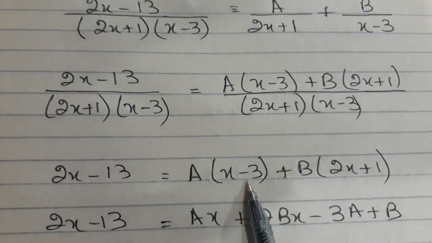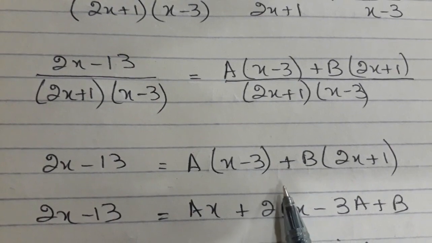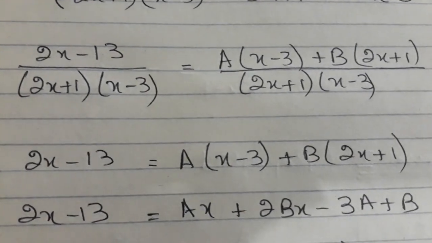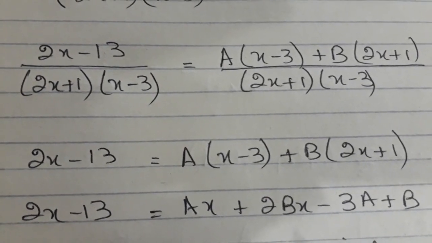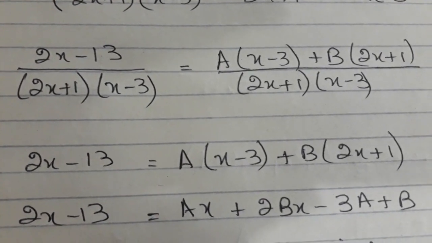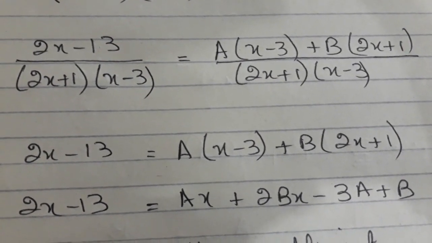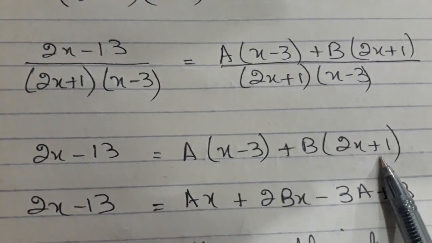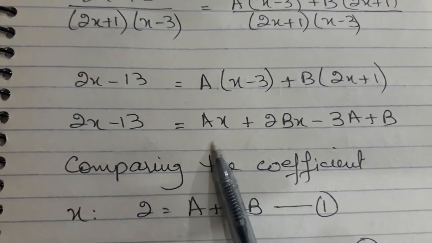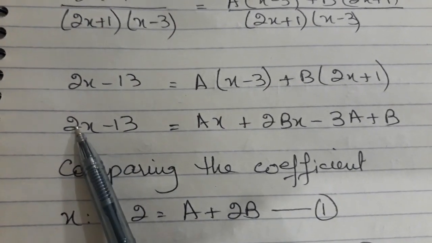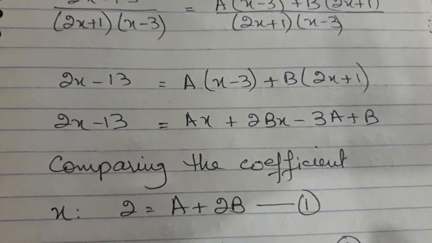Now there are two ways to solve it. One is the comparing coefficients method, the other is the substitution method. I will teach you both methods: in this question by comparing coefficients, and in case number 2, I will use the substitution method. So in the comparing coefficients method, we expand the brackets, and then I will compare the coefficient of x first. For example, 2 equals a plus 2b. This will give me equation number 1.